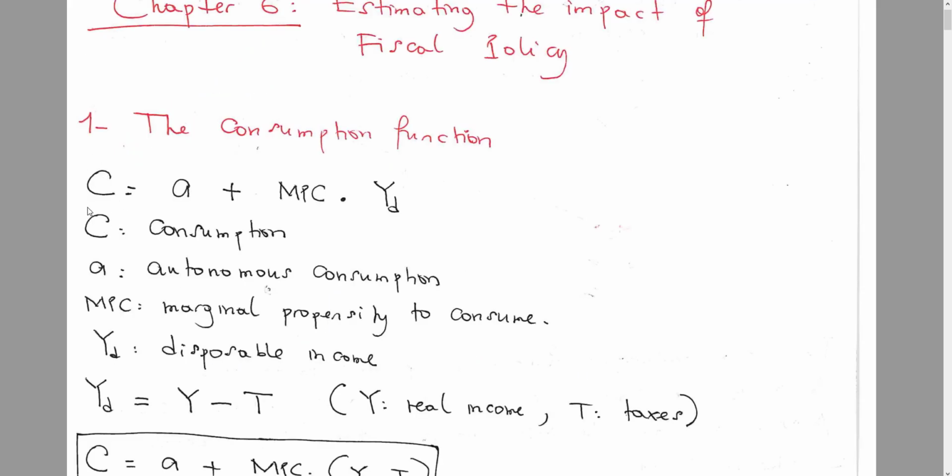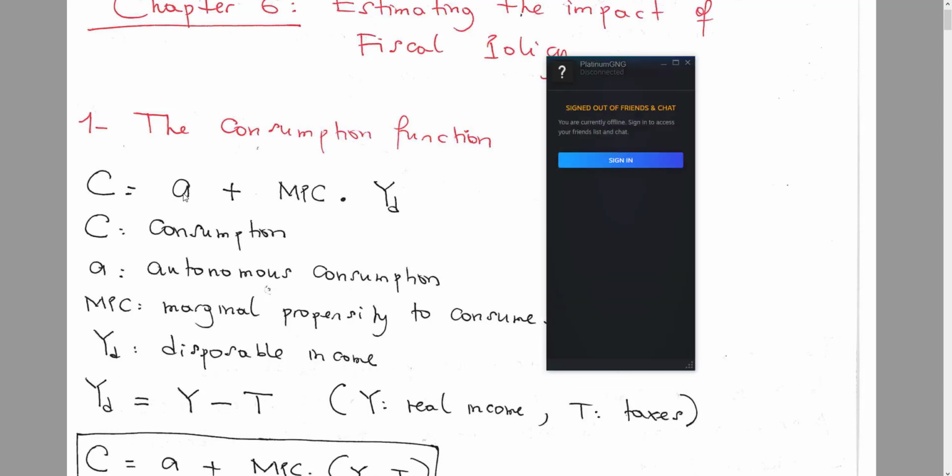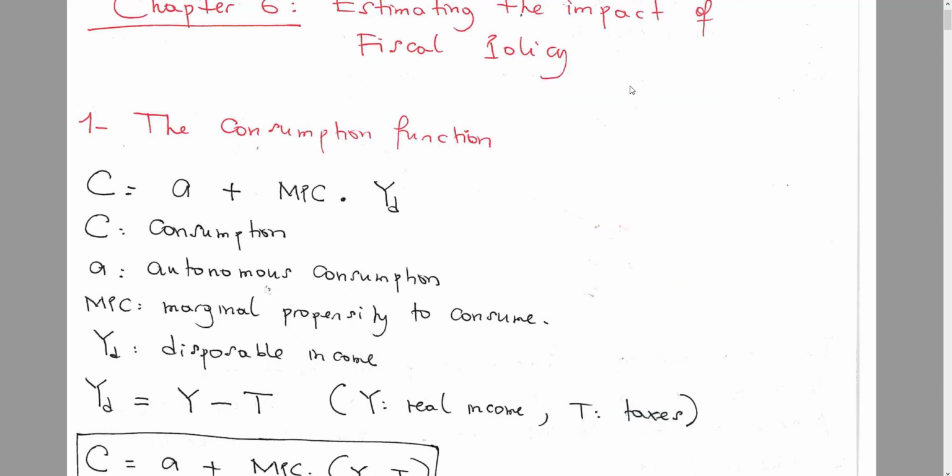So C is consumption, how much is consumed overall in the entire economy. A is autonomous consumption. Once again, the intercept, remember, we said it has a very important interpretation. This simply means that this is how much people consume even if YD is 0. We don't even know what YD is yet, but when we get to that, we'll come back to the interpretation of A. MPC is the marginal propensity to consume, so it is the slope of our consumption function, and YD is disposable income. So let's explain all this.